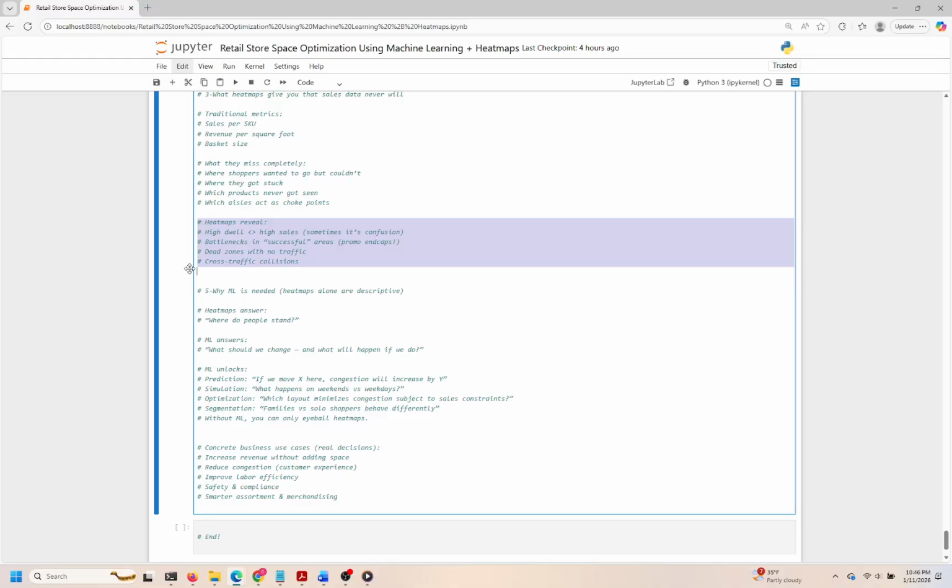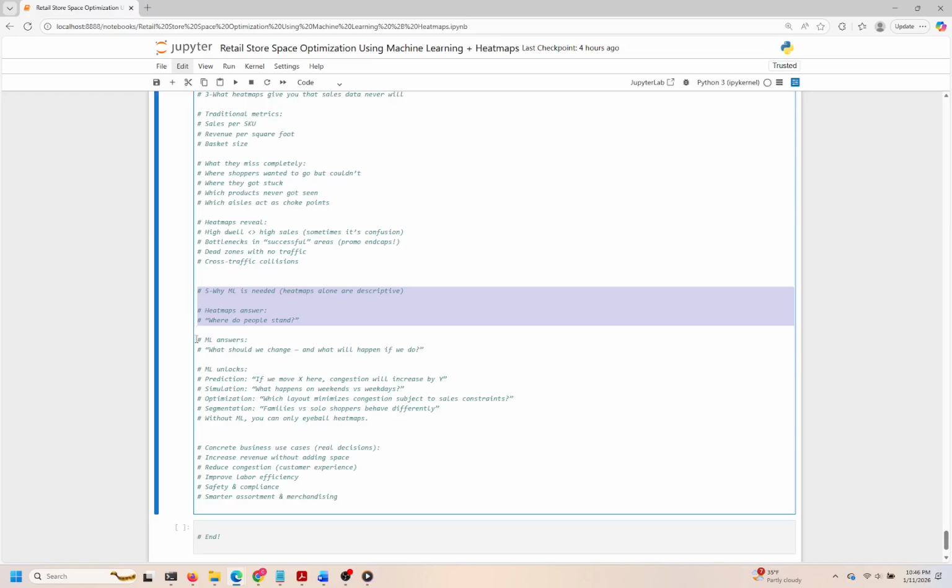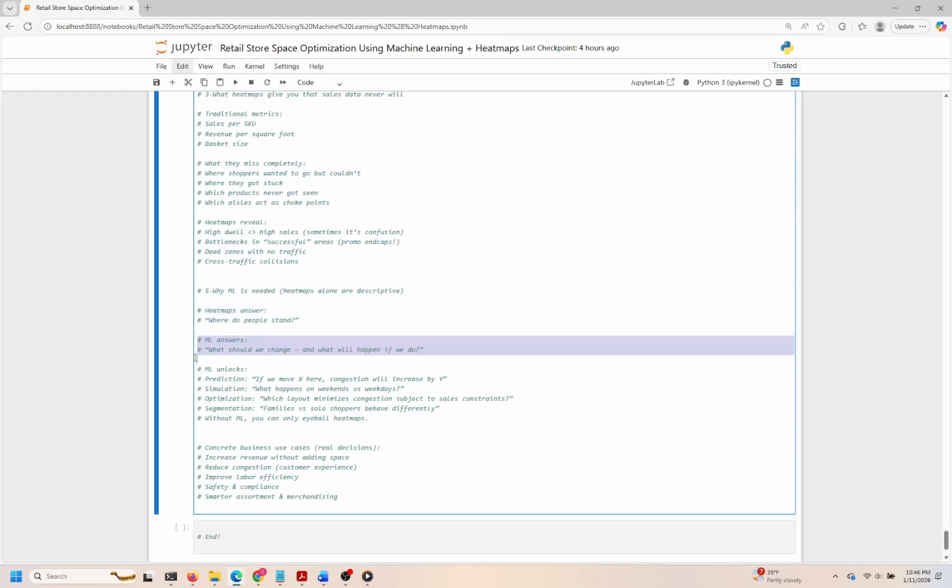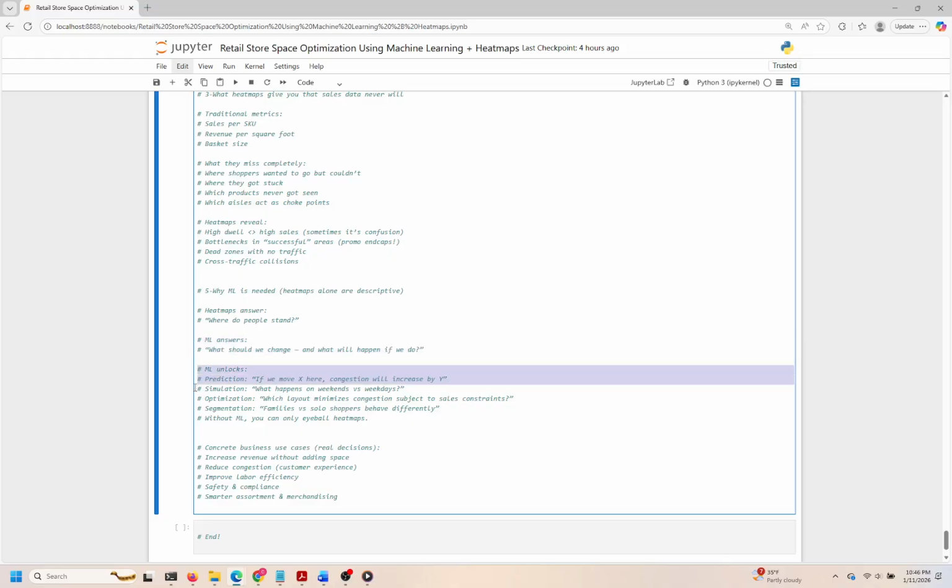But heat maps are only descriptive. That's where machine learning comes into play. While heat maps tell us where customers are standing, machine learning can offer predictive insights that guide actionable changes. For instance, it can forecast the impact of relocating certain products, or assess how different layouts might perform on weekends compared to weekdays. This allows retailers to optimize their floor plans with confidence, ensuring that changes will have the desired effect on customer experience and sales.